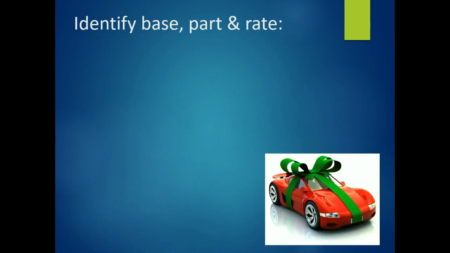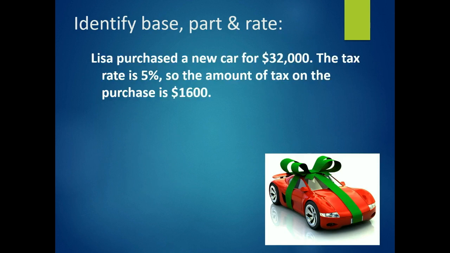And let's look at an example of a problem and identify the base, part, and rate. Lisa purchased a new car for $32,000. The tax rate is 5%, so the amount of tax on the purchase is $1,600. If we're to identify the base, we need to look for the total quantity, or all. And in this case, that would be the cost of the new car.